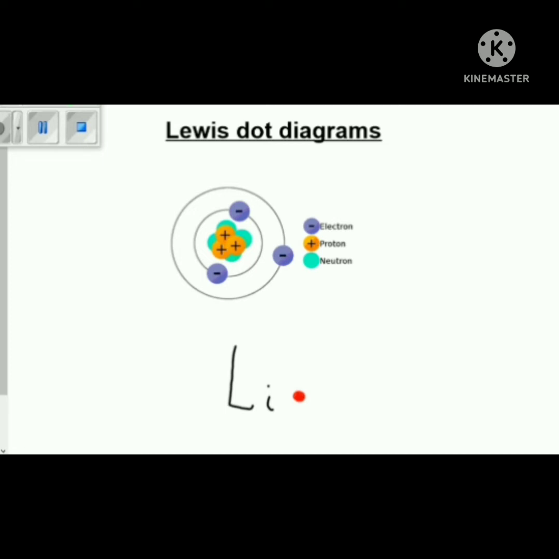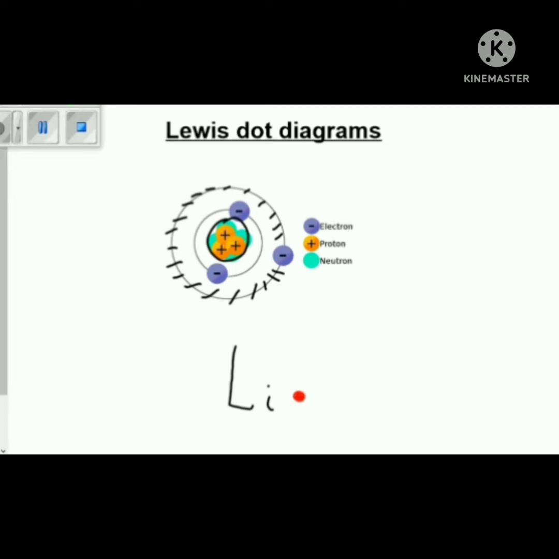Remember, according to our previous video, valence electrons are the electrons on the outermost shell of that atom. By outermost, it just means it is the furthest from the nucleus compared to the others. So here, lithium has this one electron. This is how you represent a Lewis dot diagram of lithium, because it's got only one valence electron.